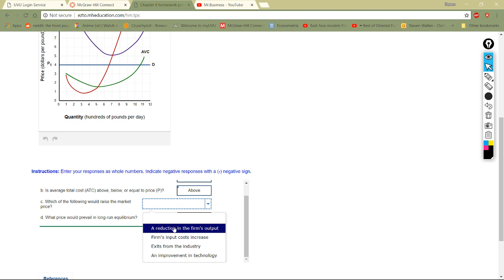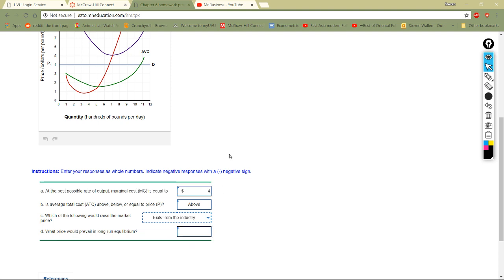So which of the following would raise market price? Reduction in the firm's output. It depends on how big the market is. If you're a price taker, it's not going to matter at all. Okay? You're just taking whatever price it is. However, exits from the industry. If enough people leave the industry and supply goes down, you're going to see the price change, okay? So you'll see the price go up because there's going to be less supply in the industry, therefore the price will go up.